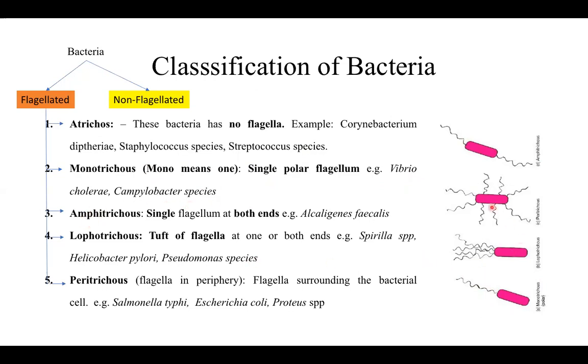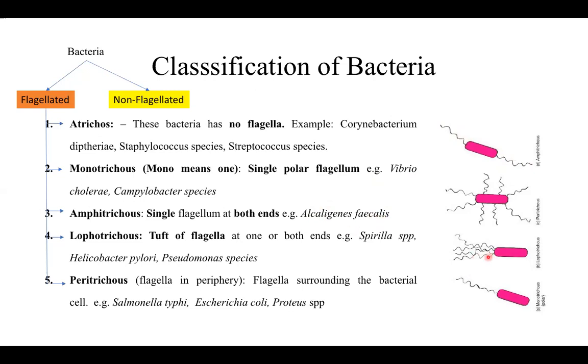Some of the bacteria have a single flagellum at one end and another at the other end. Having a single flagellum at both the ends, they are known as amphitrichous. Example is Alcaligenes faecalis.